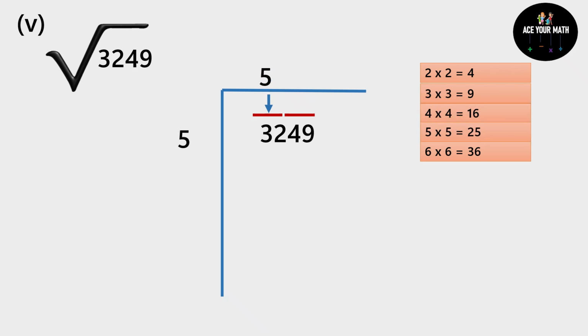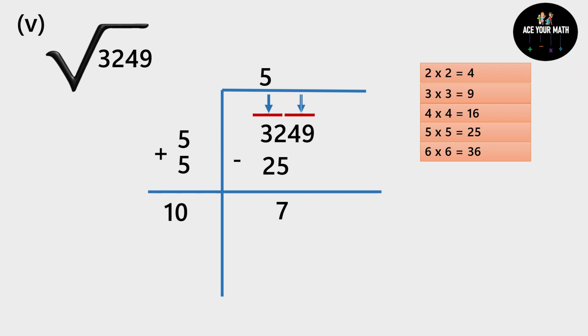So you will write 5 at the top and 5 at the side. 5 fives are 25. Now the same 5 you will add on the left hand side, and you will subtract 25 from 32. What do you get? You get 7 as the answer. And on the left hand side, 5 plus 5 will give us 10. Now we will consider the second group, which is 49. Bring down 49. So the new number formed is 749.